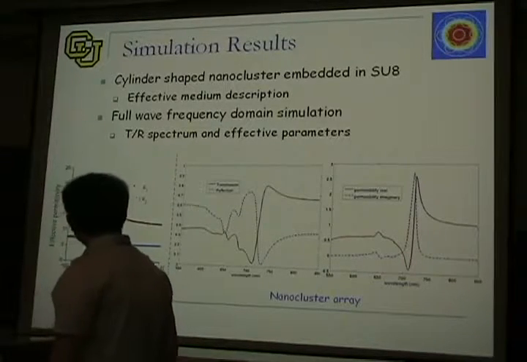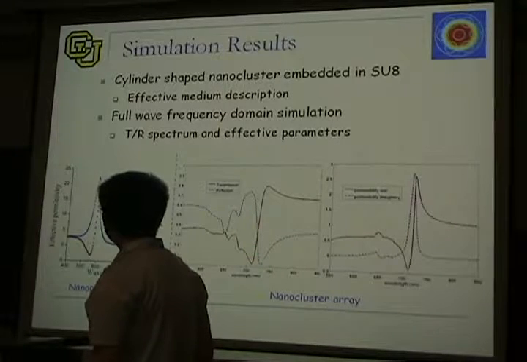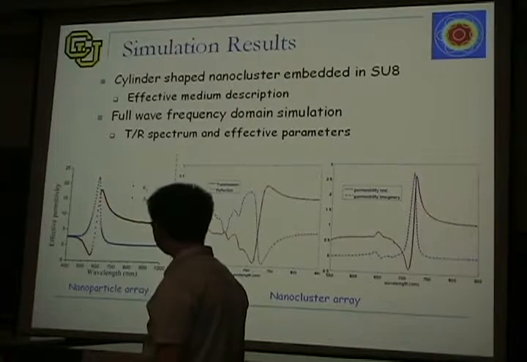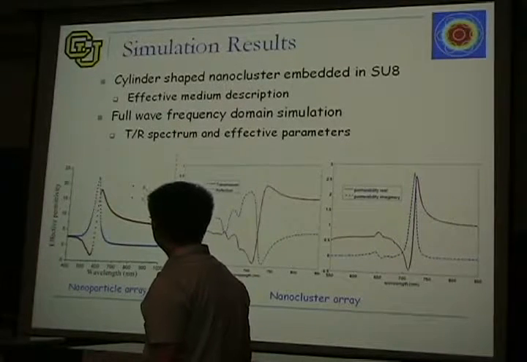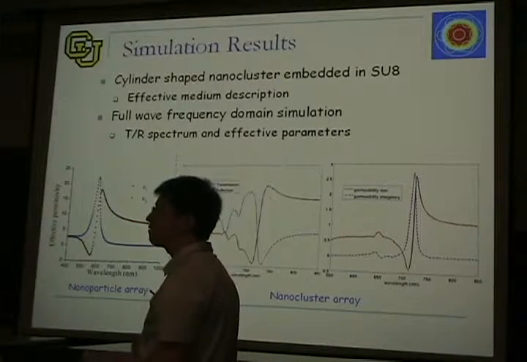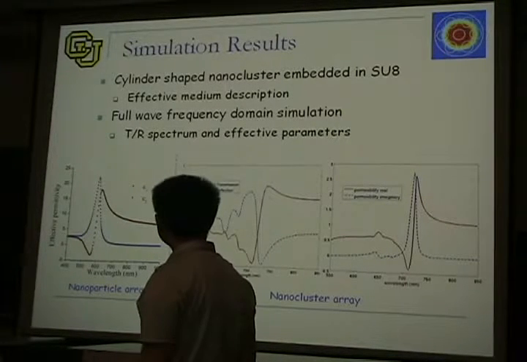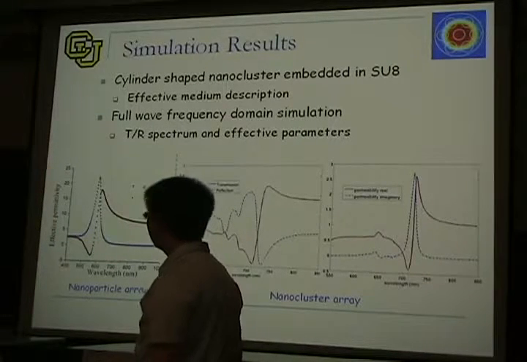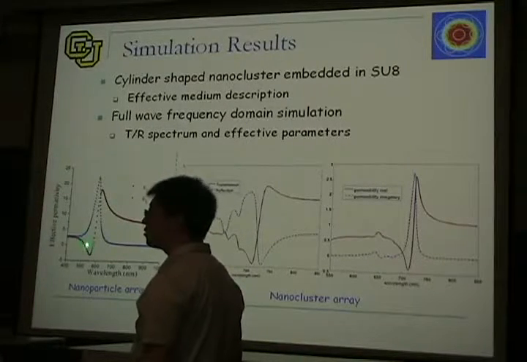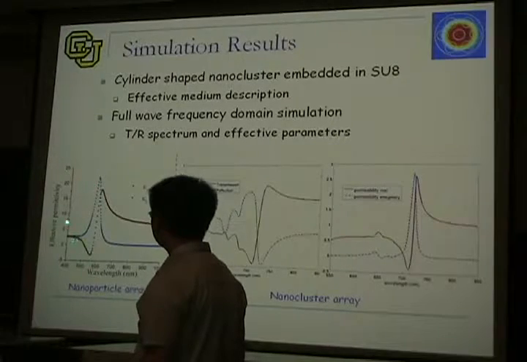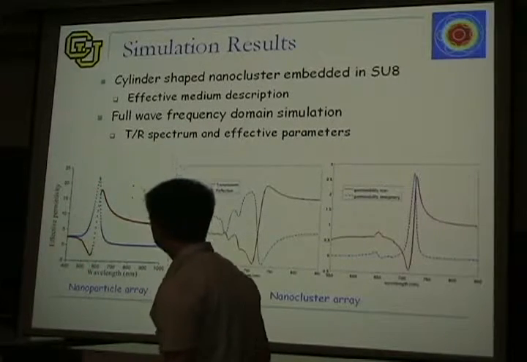In order to confirm and compare the experiment results, we also perform numerical studies. This is a two-step process. First, because we have a large number of nanoparticles in the nanocluster, we use the effective medium theory to calculate the effective epsilon of each nanocluster. This is shown in this figure here, and you can see again there is this effective epsilon resonance.